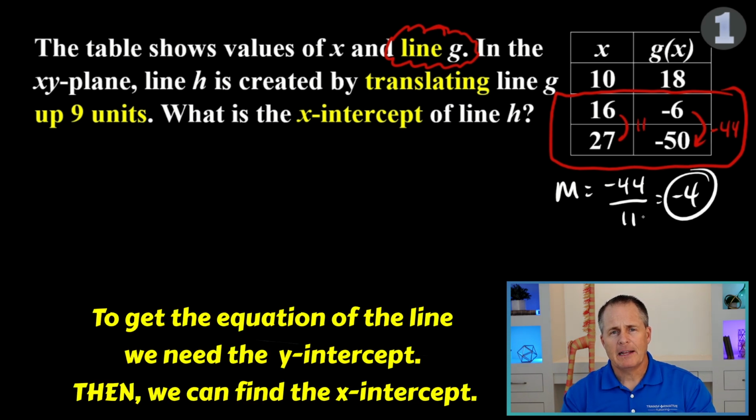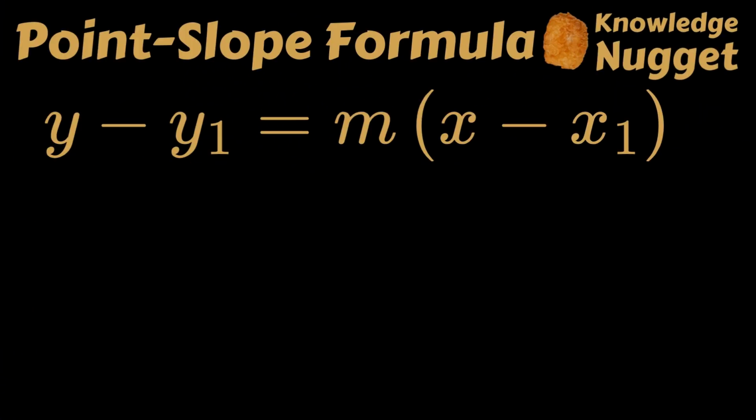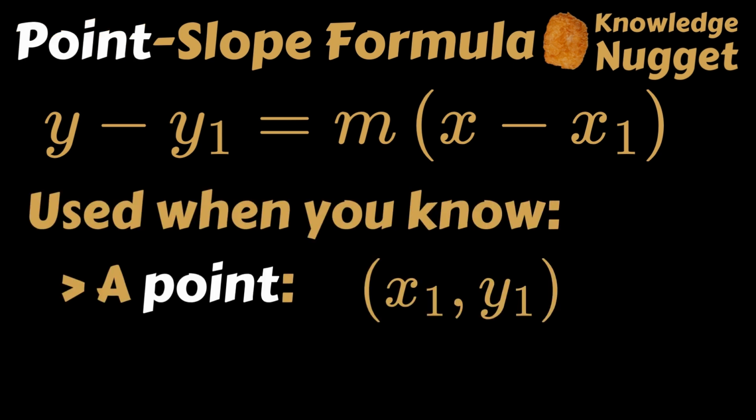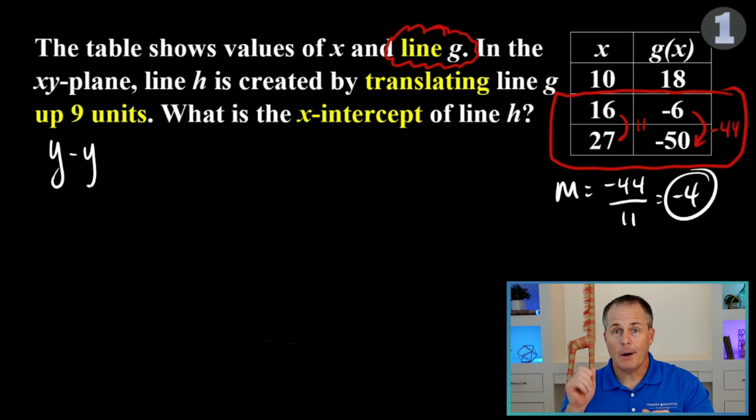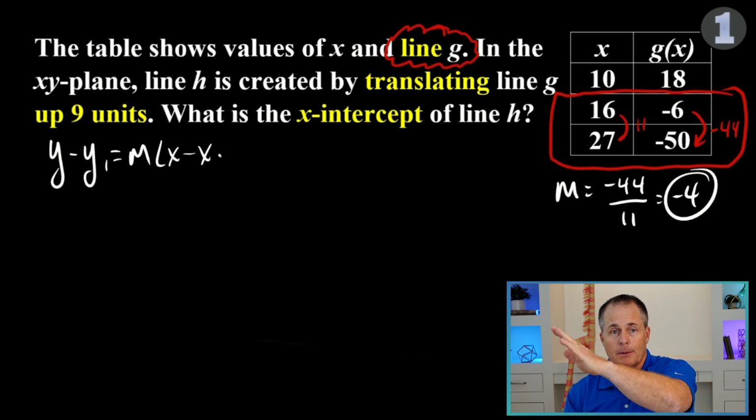Next, we need to find the y-intercept using the point-slope formula. Do you remember the point-slope formula? If not, you should probably write this down too. The point-slope formula is used when you know a point and the slope. It is y minus y1 equals m times x minus x1. The point-slope formula will be perfect for this problem because we know a point and we know the slope.